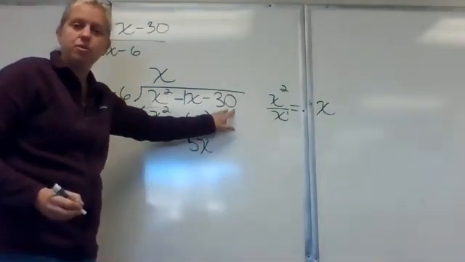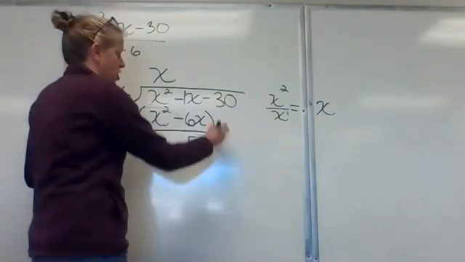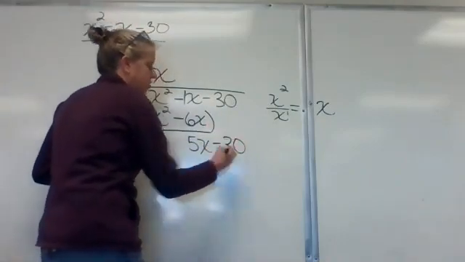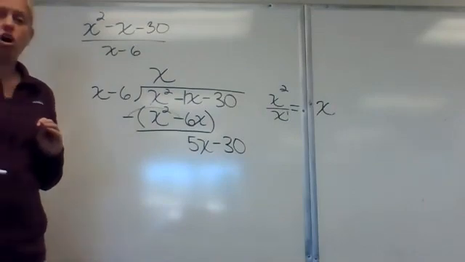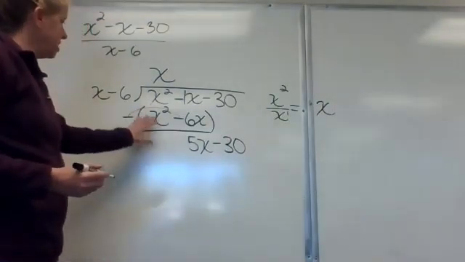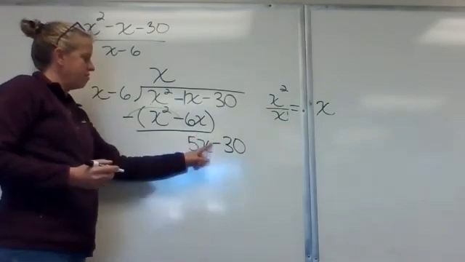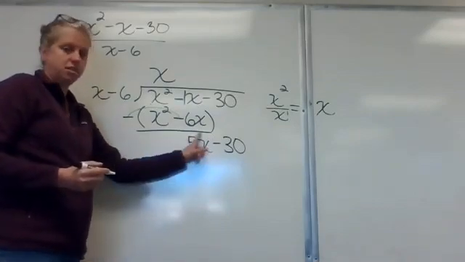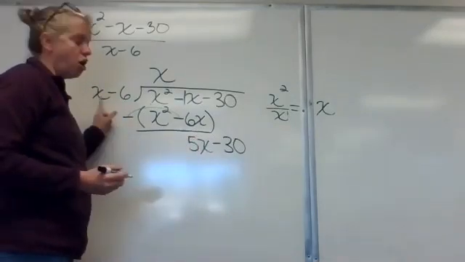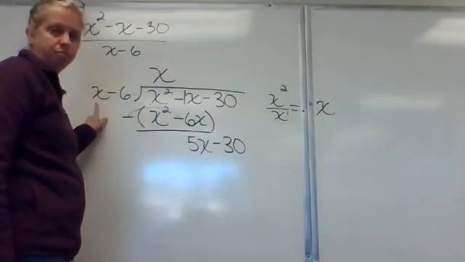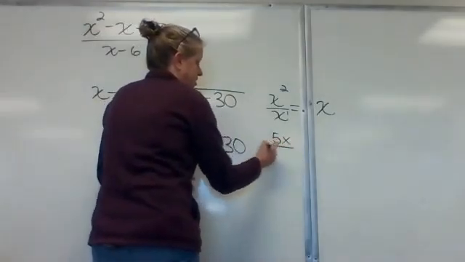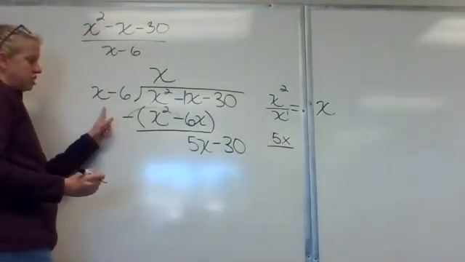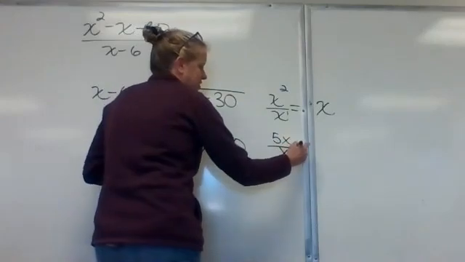Just like the last problem, drop down the next part. So I'm dropping down the minus 30. And then I start all over, just like I did at the beginning. Whatever this first term is, put it over this first term. So this first term is a 5x. I put it over this first term, which is x.